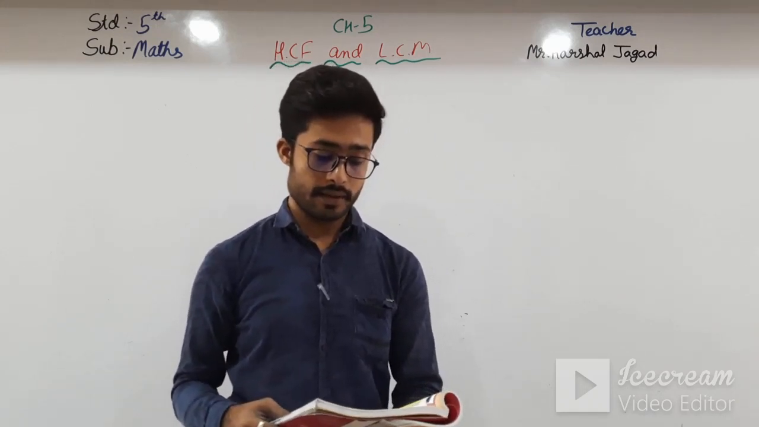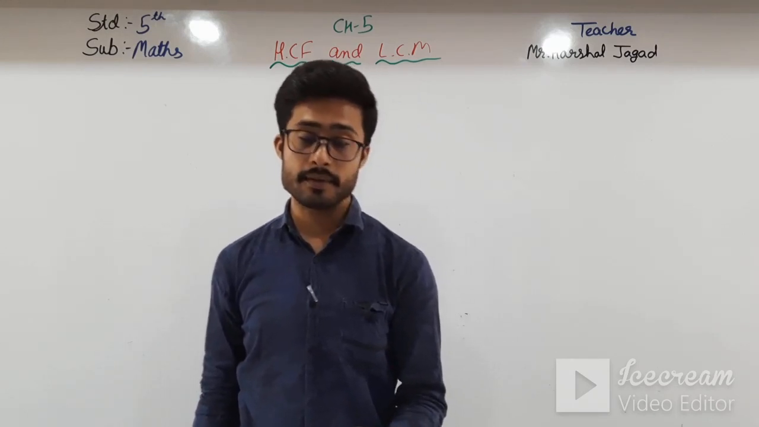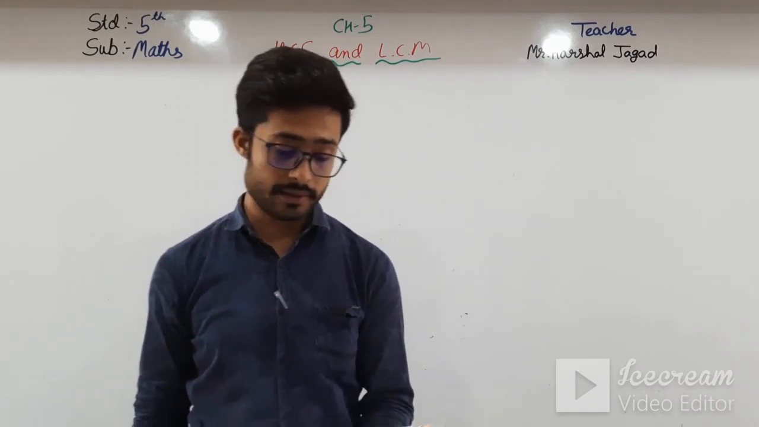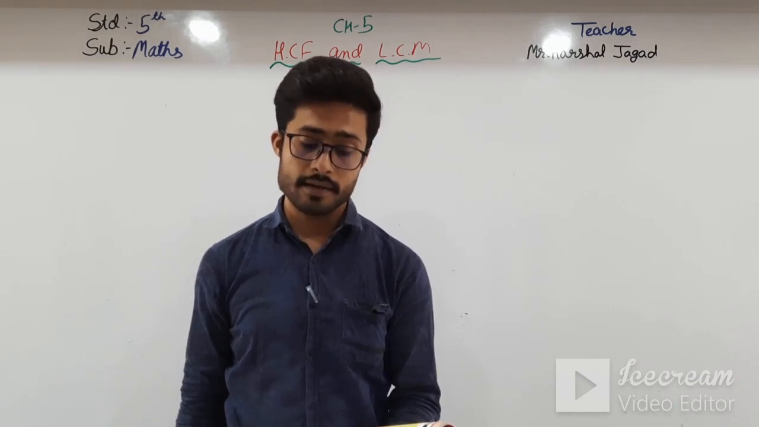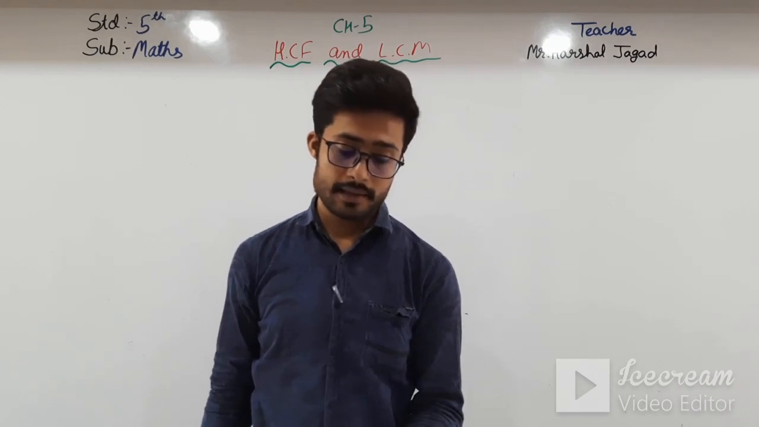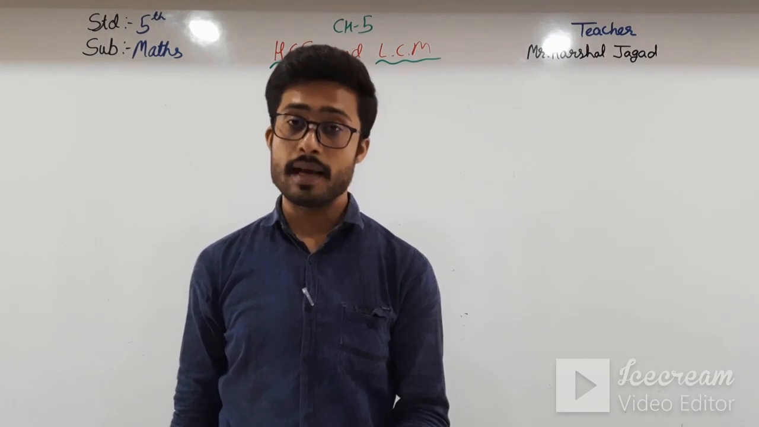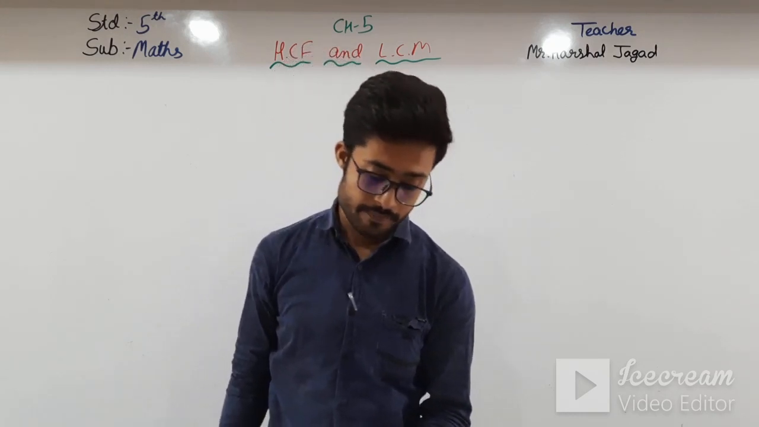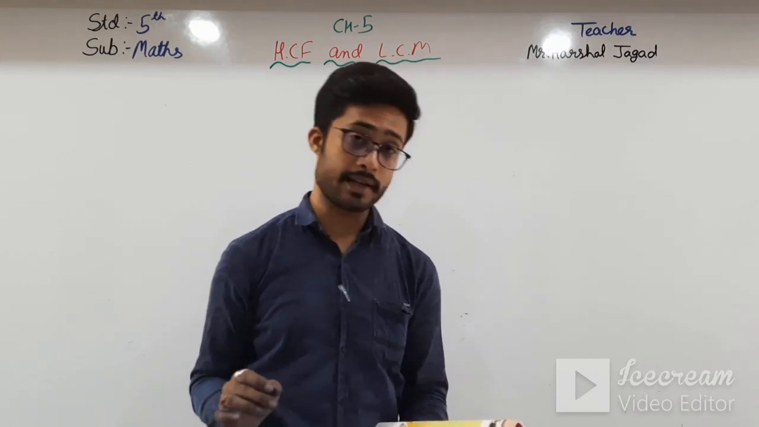Going further, factorization. Factorization means expressing a number as a product of its factors. For example, 12 can be expressed as a product of its factors in the following ways: 12 ones are 12, 6 2s are 12, 4 3s are 12, 2 into 2 into 3. So there is a method known as prime factorization.